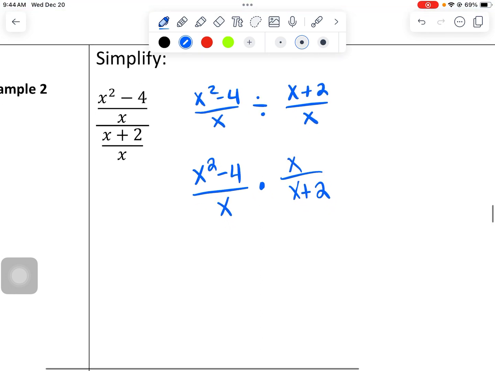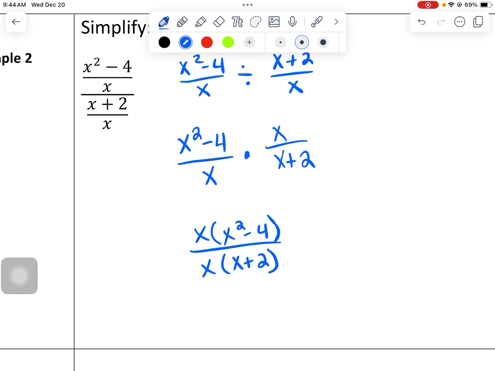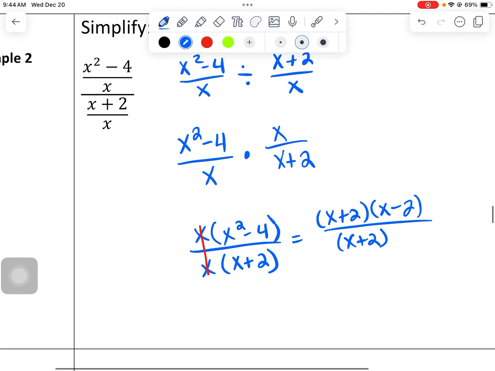And so now you're just multiplying fractions like we've done previously in this unit. And so when you multiply straight across, you would have x times x squared minus 4 over x times x plus 2. Now we have a common factor of x, and x divided by x simplifies to 1. And then you can finish factoring the top. We have a difference of perfect squares. So we'd get an x plus 2 times an x minus 2 over an x plus 2.